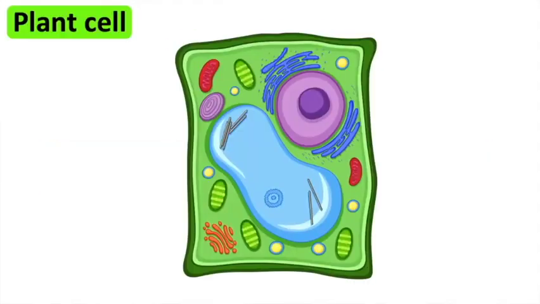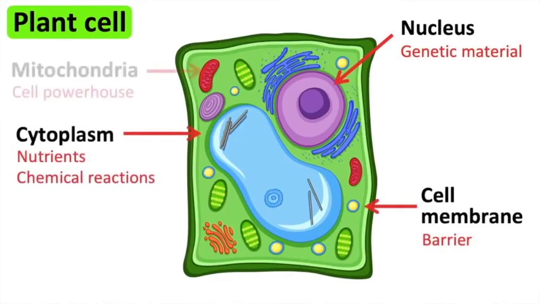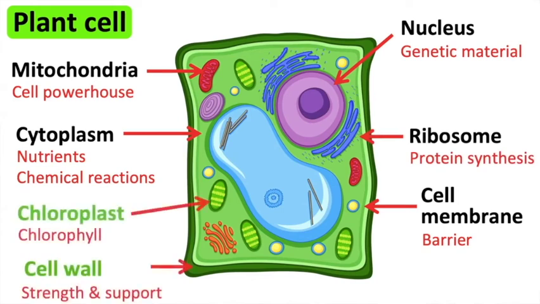Plant cells usually have a regular shape. They contain a nucleus, cell membrane, cytoplasm, mitochondria, and ribosomes. However, they also contain other structures that are only found in plant cells. These include cell wall, chloroplast, and vacuole.